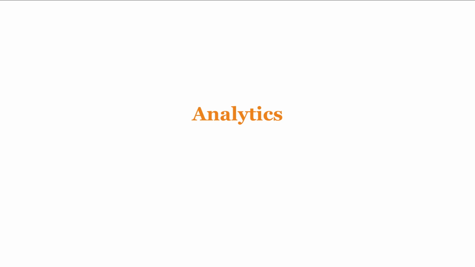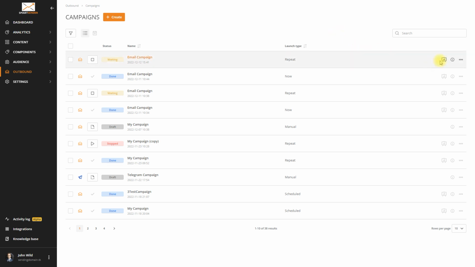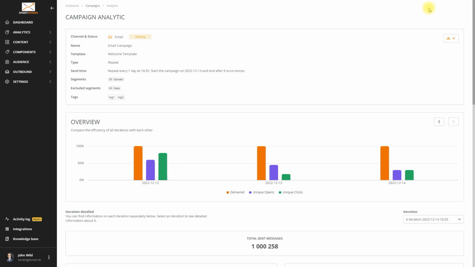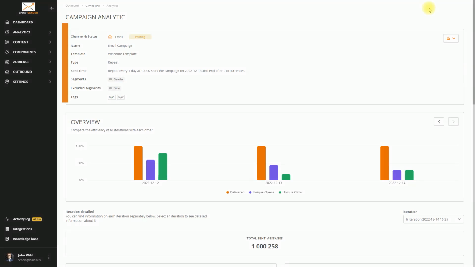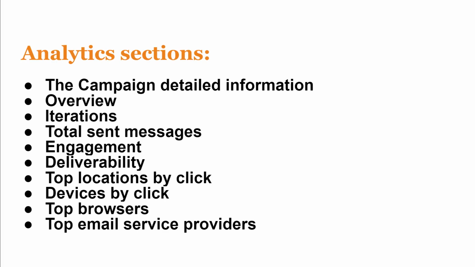Press the Analytics button in order to study and analyze how successful your campaign was. The Campaign Analytics section consists of several blocks. Let's consider them in more detail. General information displays the details of the campaign, and also you can download statistics in Excel or PDF formats in this section. For recurring campaigns, a panel called Overview is available.